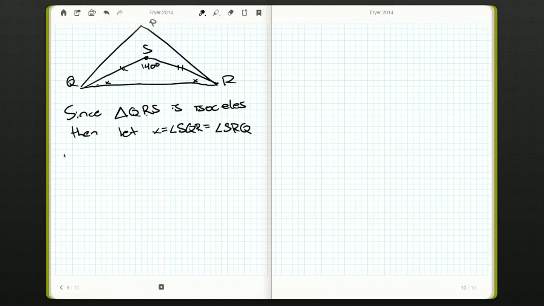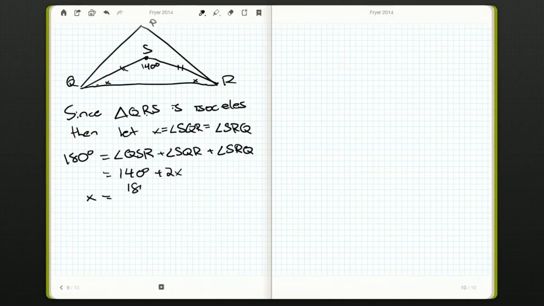Okay. We know 180 degrees is going to be angle QSR, which is the one we know, plus SQR, which is x, plus SRQ, which is also x. So that's 140 degrees plus 2x. So x is going to be 180 degrees minus 140 degrees over 2. So that's 40 degrees over 2, so that's going to be 20 degrees.